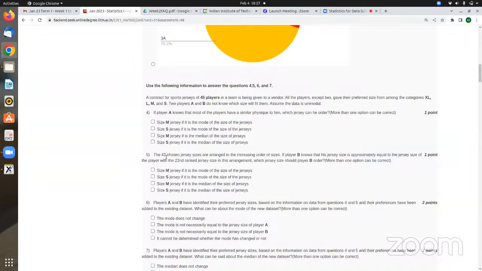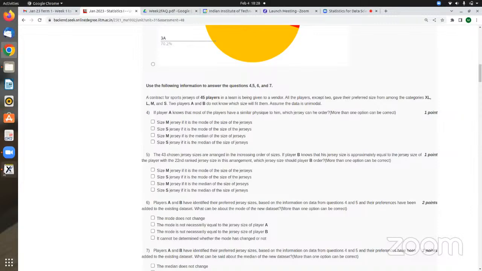So we have just numbers for 43 players, right? If player A knows that most of the players have a physique similar to him, which jersey can he order? What does that mean? Whatever the mode is, the player A has the same size. Same jersey, right? Okay, then option A is size M jersey if it is the mode of the size of the jerseys, size S jersey if it is the mode, and M if it is the median of the size of jerseys, and size S if it is the median.